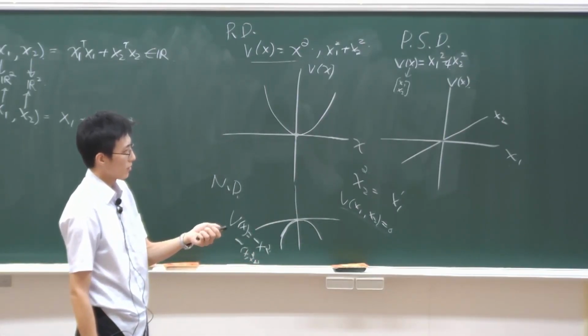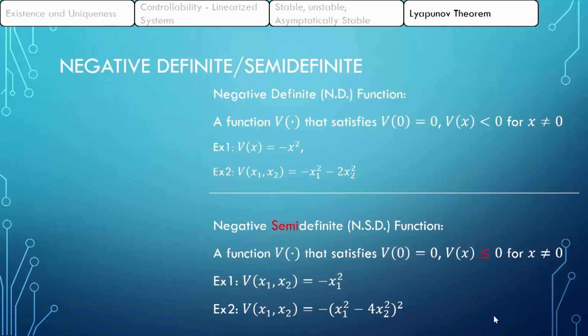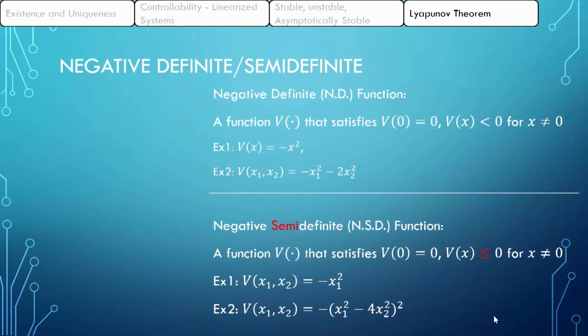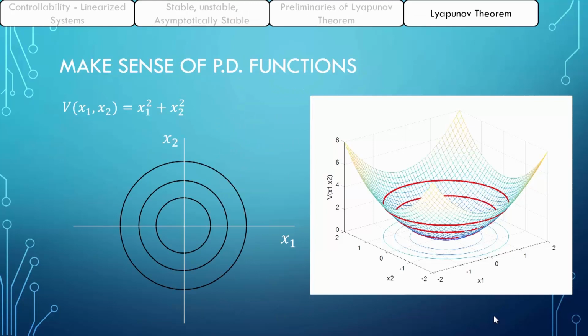And for negative semi-definite, the condition is it could be 0. It could be 0 for x not equal to 0. Not only one argument can lead to a zero value of v. Okay, based on top of the previous section.